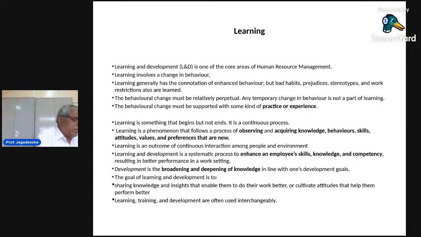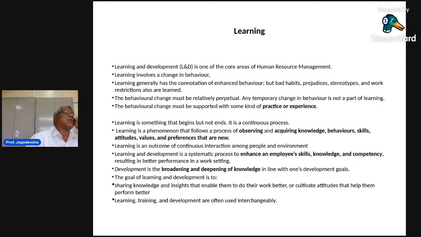Well, ladies and gentlemen, let me take up another important topic, what is called learning. Now, we have understood something about training. We also understood something about development. Training is for the people working at the floor. The people who are working at the floor, you can call them mechanics. You can call them people who are considered to be Group C employees, right? Training can also be given to Group B employees. But top level people normally prefer to undergo what is called development.